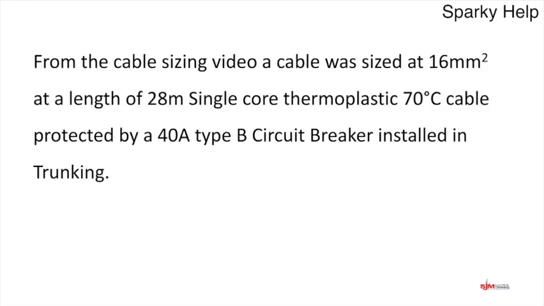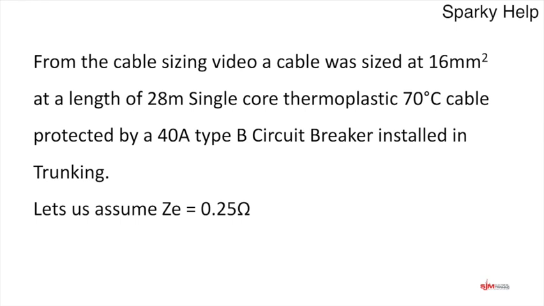Well, what are we going to base this on? We're going to base this on a cable that was selected in the cable sizing video. So if you're not sure what we did, go look at cable sizing. I've also worked out the resistance of this particular cable in R1, R2, so go look at that. The cable size is 16mm, 28 metres in length, and we're going to use a single core thermoplastic 70°C cable, and the circuit protective device is a 40A type B circuit breaker, and we're going to be installing it in trunking. Most of this information is required when sizing the earth and checking for thermal constraints.